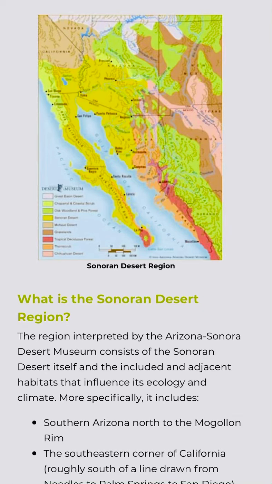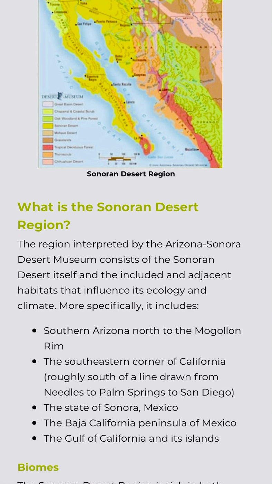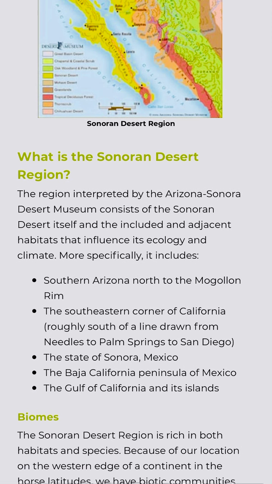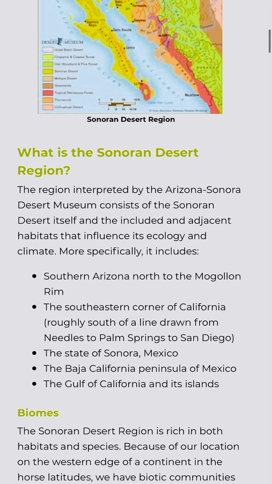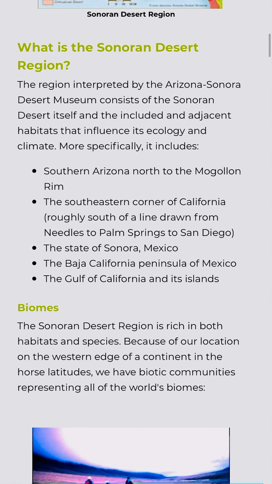What is the Sonoran Desert region? The region interpreted by the Arizona-Sonoran Desert Museum consists of the Sonoran Desert itself and the included and adjacent habitats that influence its ecology and climate. More specifically, it includes southern Arizona north to the Mogollon Rim, the southeastern corner of California, roughly south of a line drawn from Needles to Palm Springs to San Diego, the state of Sonora, Mexico, the Baja California Peninsula of Mexico, the Gulf of California and its islands.